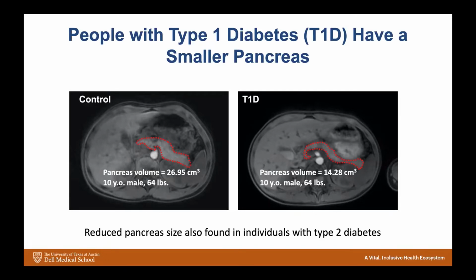Now, I'm not going to talk much about type 2 diabetes, at least at the beginning of this talk, but similar changes have been found in individuals with type 2 diabetes. The decline in pancreas size might be a little smaller in people with type 2 diabetes, but there does seem to be also a decline in pancreas size in type 2.